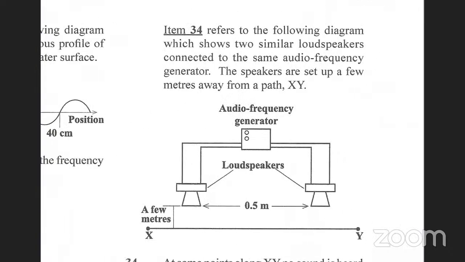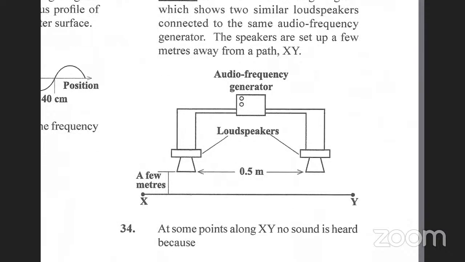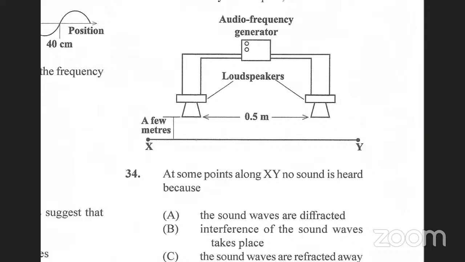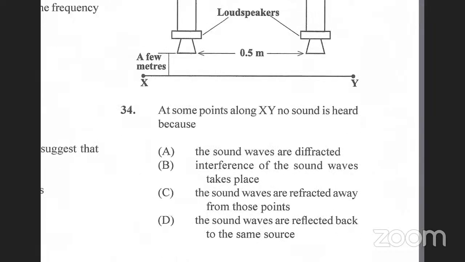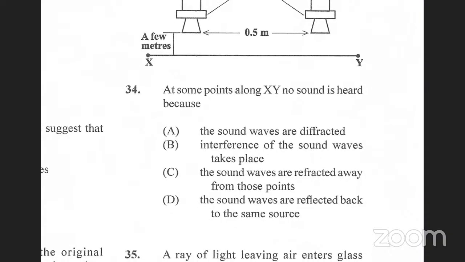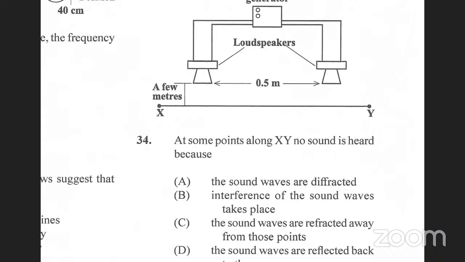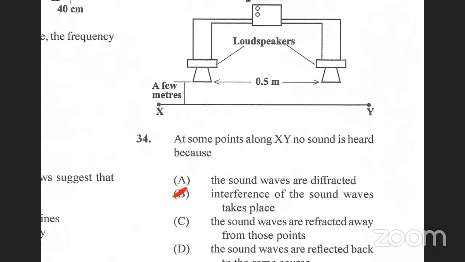34 refers to the following diagram, which shows two similar loudspeakers connected to the same audio frequency generator, separated by 0.5. At some points along XY, no sound is heard, because the waves interfere. That's destructive interference. So that will be B as 34.